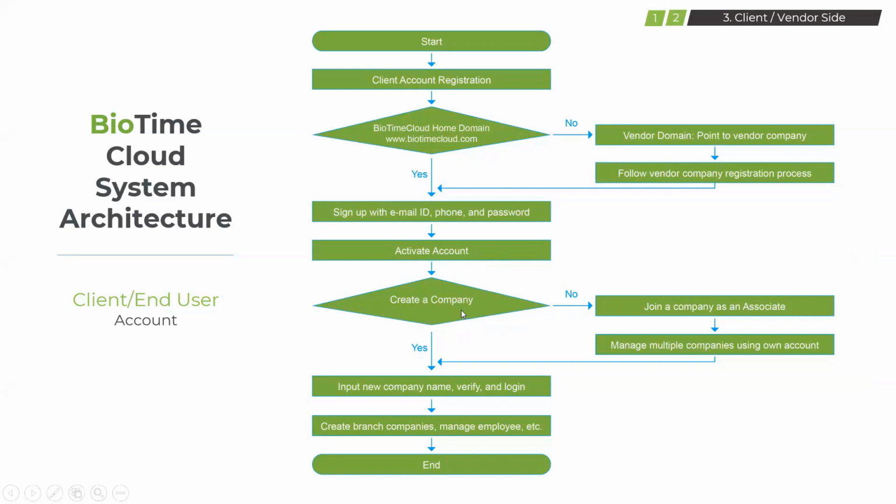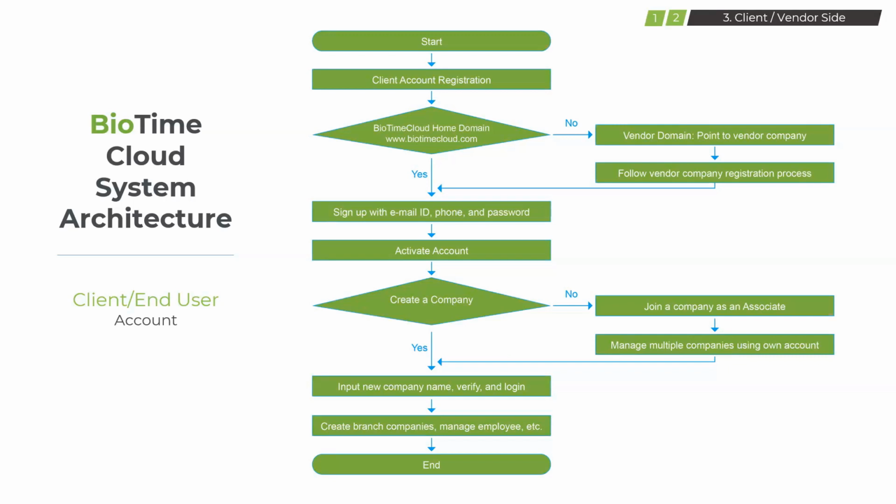When you click on activate account, you can see create a company or join a company. Create a company means you're going to create your own end user account. When you click on create a company, you can enter your new company name, verify the details, and log in. So now you have your own account created as an end user or a client. So what do you do from there? You can create multiple branches, employees, and devices, and manage employees and devices using the single end user account.